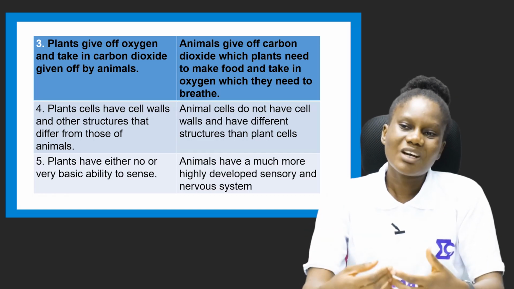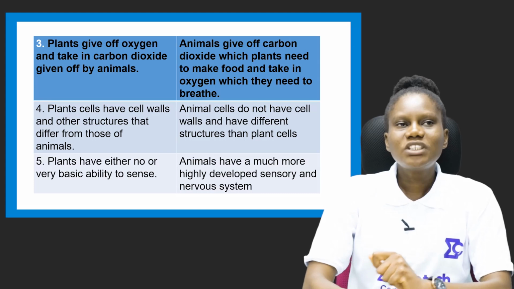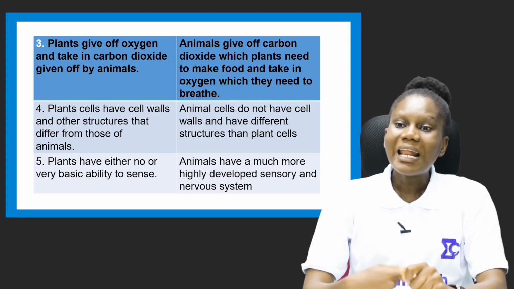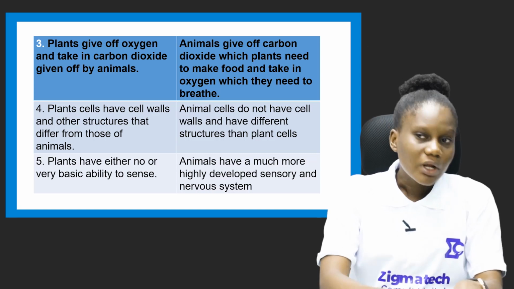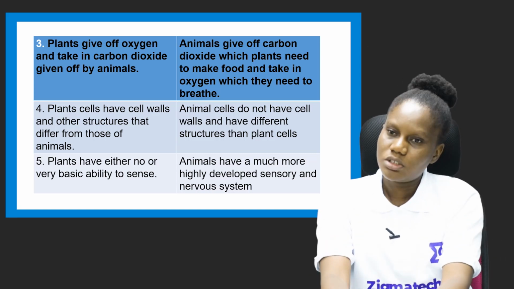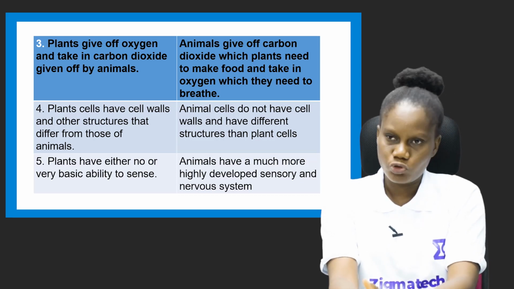Animals give off carbon dioxide, which plants need to make food, and take in oxygen, which they need to breathe. All animals take in oxygen, whether on land or in water. They take in oxygen so that they can use it to break down their food.